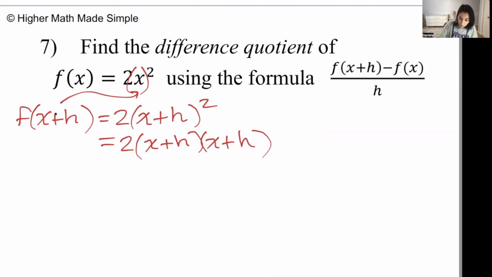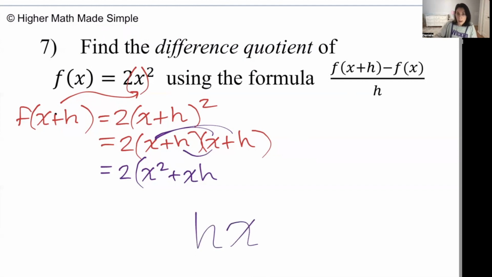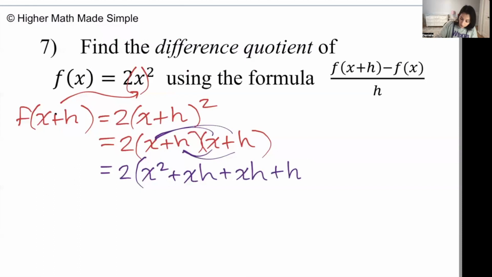Very popular thing is people like to distribute the later two. So I'm just going to copy down that 2. Now we're distributing or foiling, whatever way you want to do it. So x times x is x squared. X times h, I could just write as xh. Now, h times x, I can write as hx, but isn't it also the same thing as xh, because of the commutative property? And that's exactly what you're looking to do when you do these problems, because now they're like terms. And then h times h is going to be h squared.